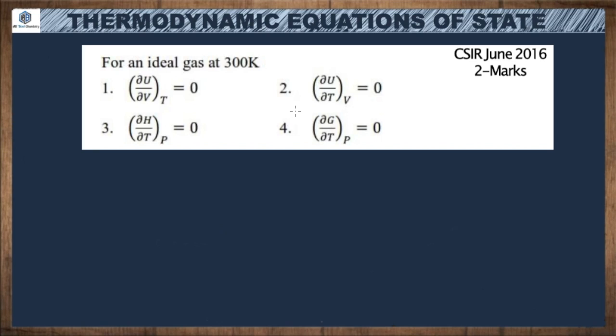Now if you have practiced thermodynamic equations of state, you know that del U by del V at constant T is equal to 0. This term comes from the first thermodynamic equation of state, and it is equal to 0 for an ideal gas. So without looking into anything, you can simply answer that option number 1 is the correct option. It's as simple as that. The questions have been asked from this particular thing. Let's take one more question now.